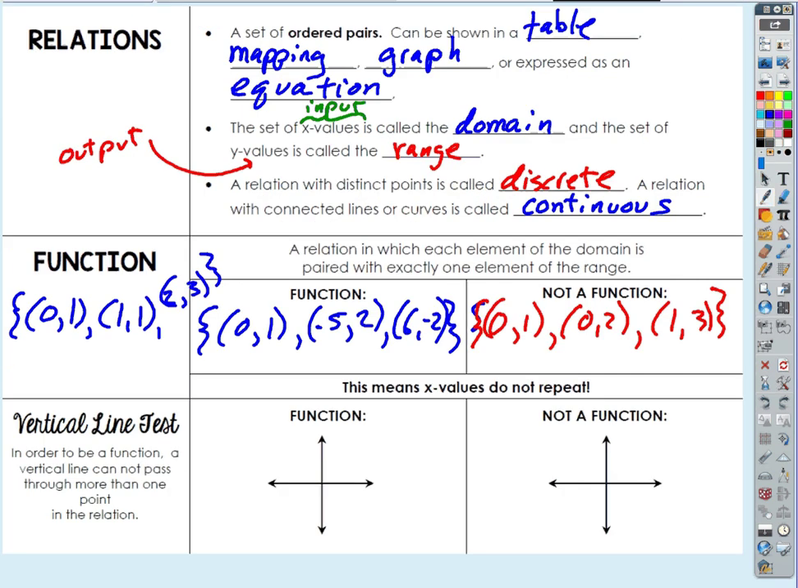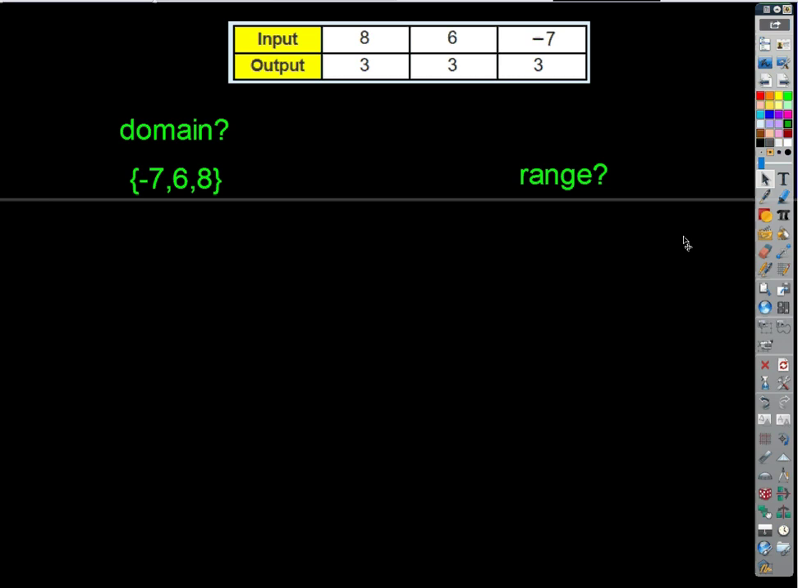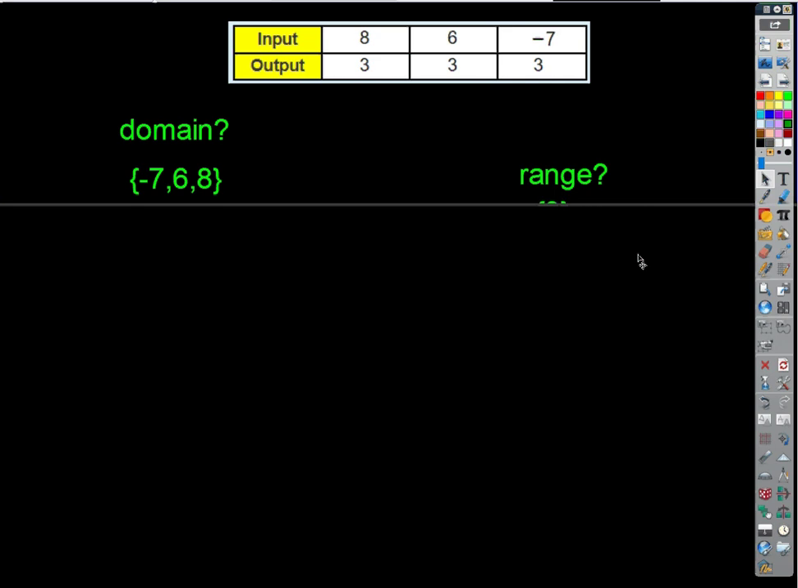Let's look at the consequence of that. I'm going to skip ahead a little bit. Is this a function or not? Yes, that is a function. What's the domain? 7, 6, 8. When we write a set like that, we want to put it in numerical order, so it'll be 6, 7, 8.